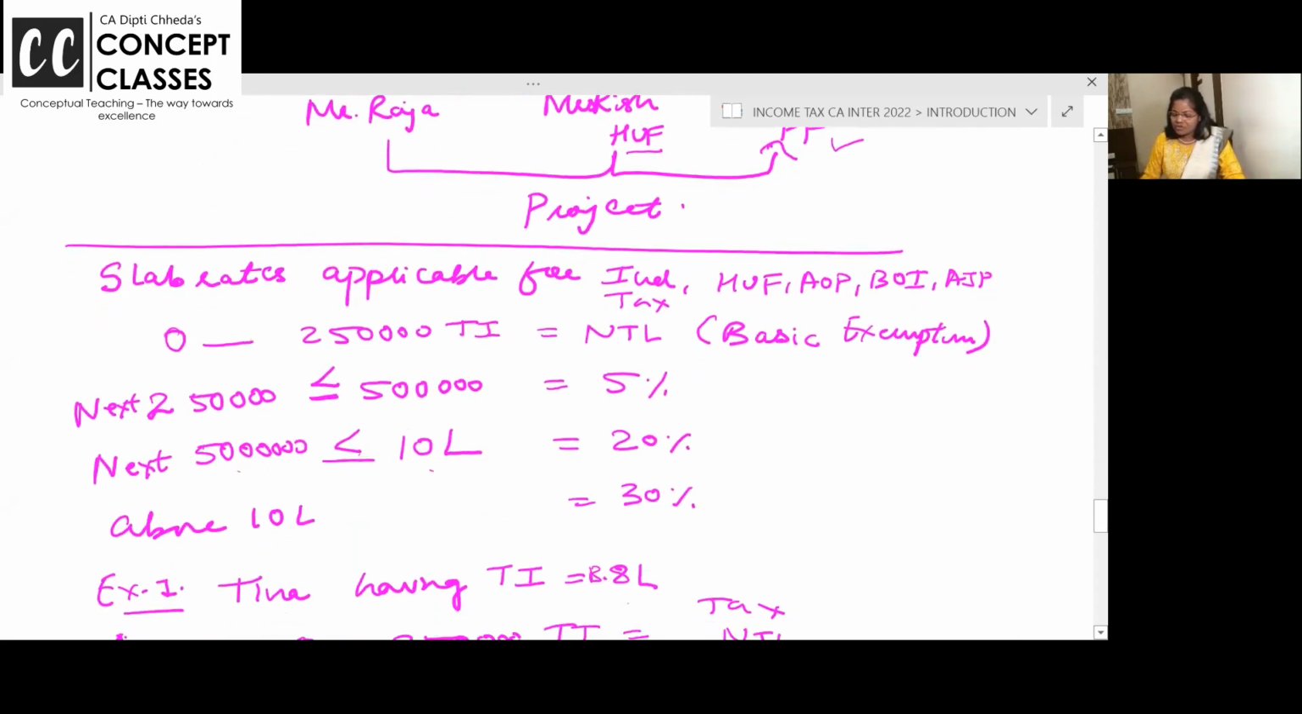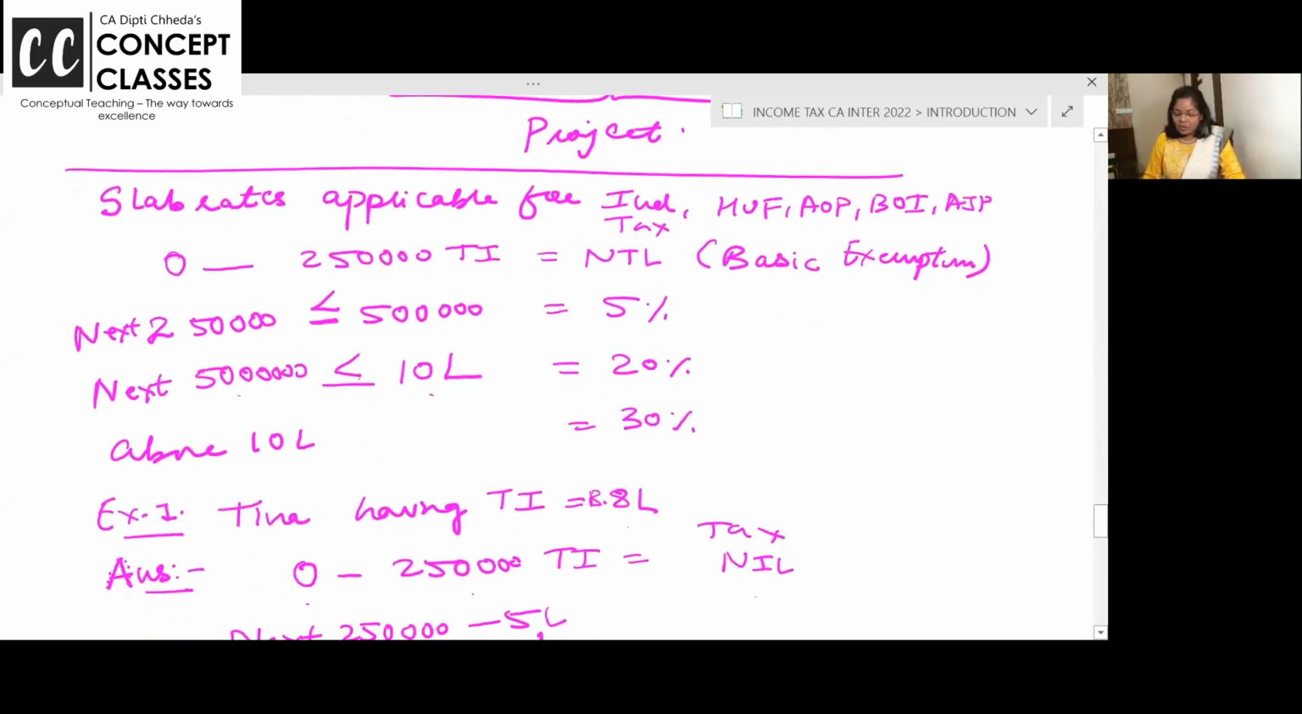How do individuals, HUF, AOP, BOI, AJP pay tax? They pay tax in slab rates, not flat rates, slab rates. 0 to 2,50,000, nil.